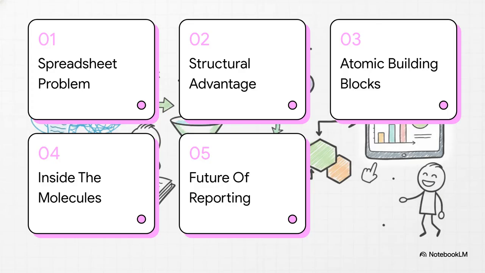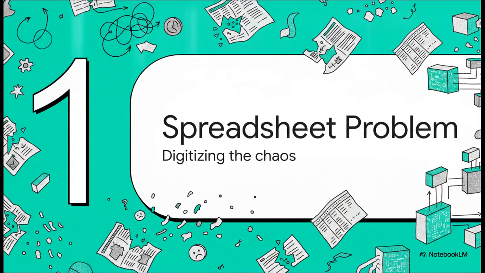Here is exactly how we're going to break this all down today. First, we'll look at the spreadsheet problem. Then we'll move into a structural advantage, check out the atomic building blocks, peek inside the molecules, and finally wrap it all up with the future of reporting. Basically, we're moving systematically from the big macro headaches of everyday reporting right down into the microscopic architecture that actually solves it.